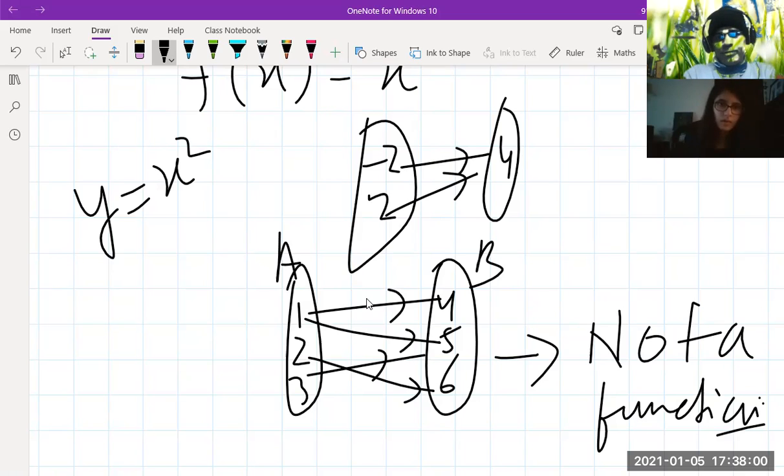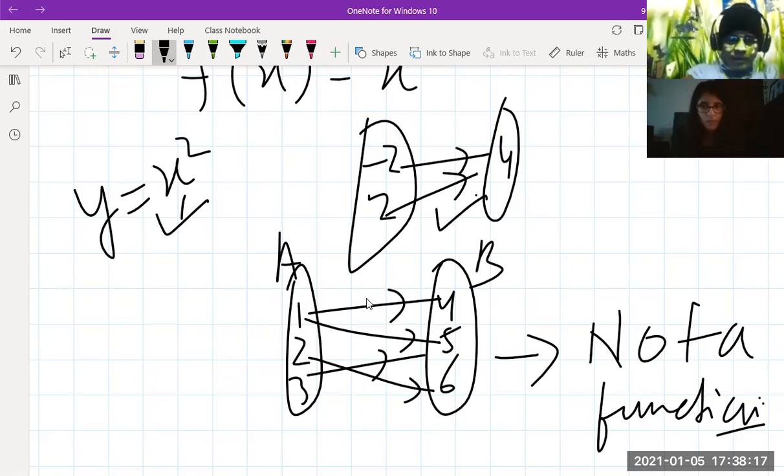Do not get confused. For one value of x, we cannot obtain two values of y. But for two values of x, we can have one value of y. That is called a many-one function.